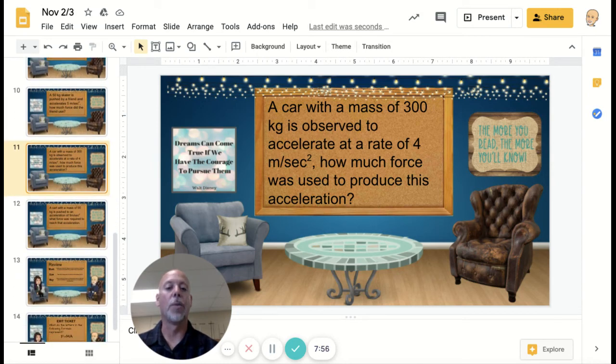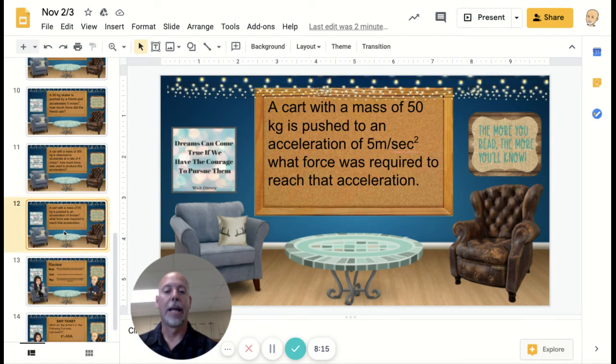Okay, how about a car with a mass of 300 kilograms that is observed to accelerate at a rate of 4 meters per second squared? How much force was used to produce the acceleration? How much force did you need? All right, last one. A cart with a mass of 50 kilograms is pushed to an acceleration of 5 meters per second squared. What force was required to reach that acceleration? What's the force needed?